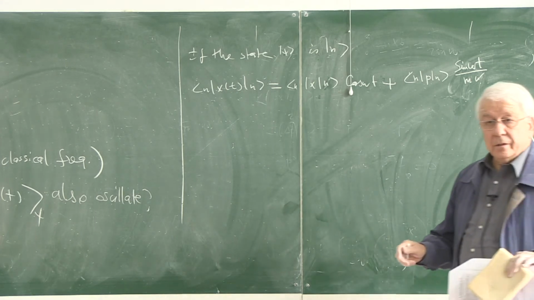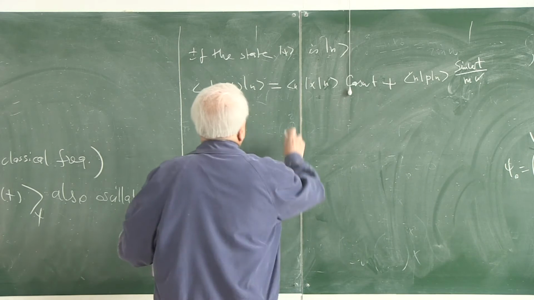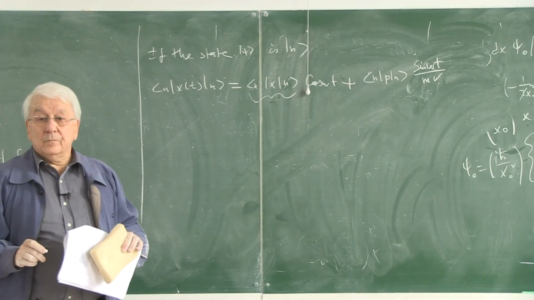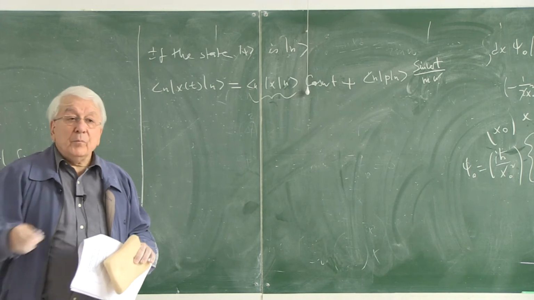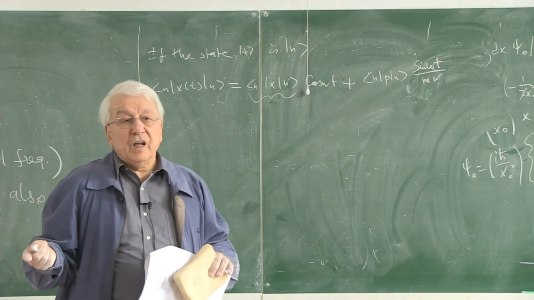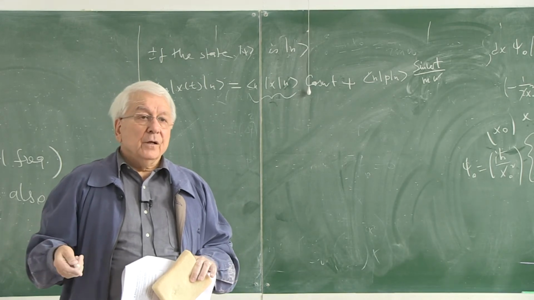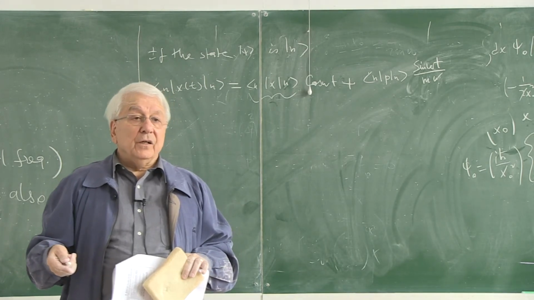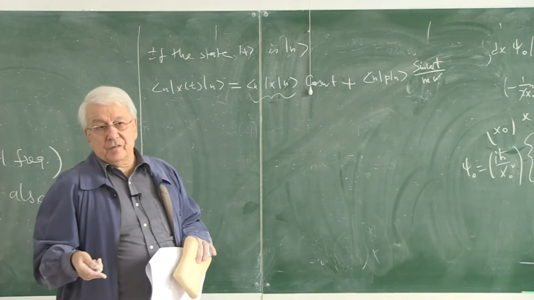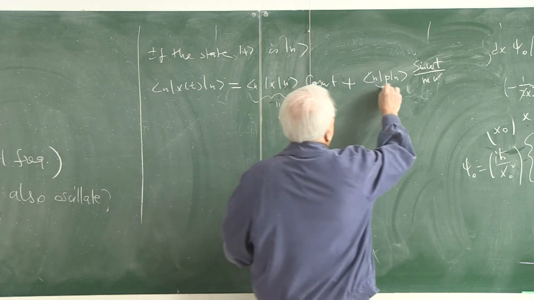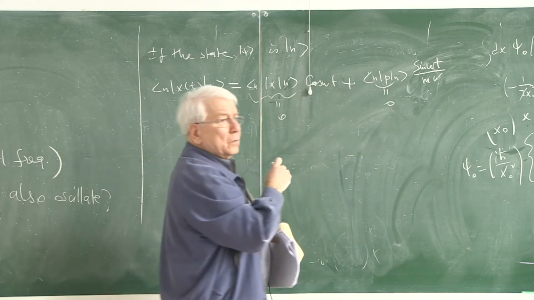Okay, I draw your attention to this expression. What is this? 0. Remember, x and p do not commute with h or n, so they are not diagonal in the n basis. So this is really 0. And that's 0. That's 0.